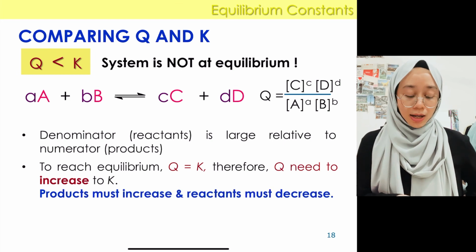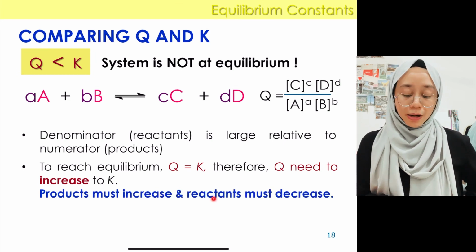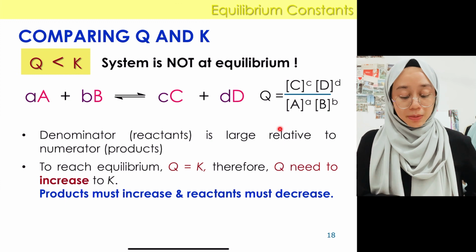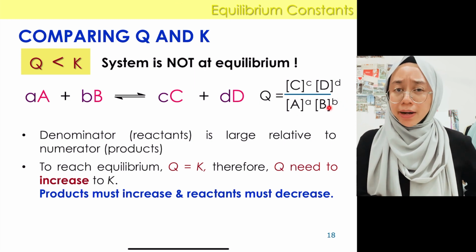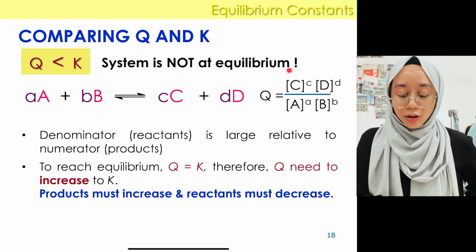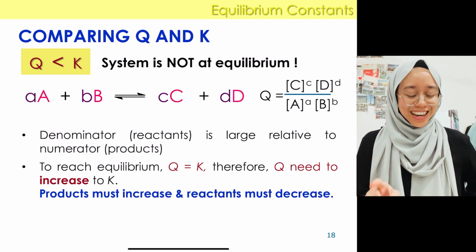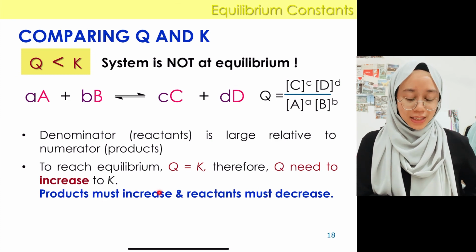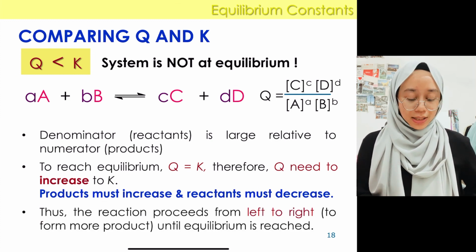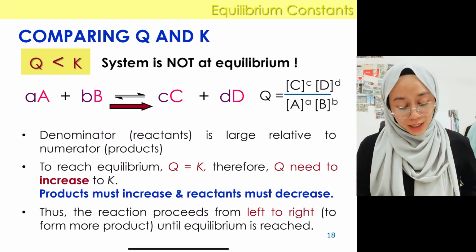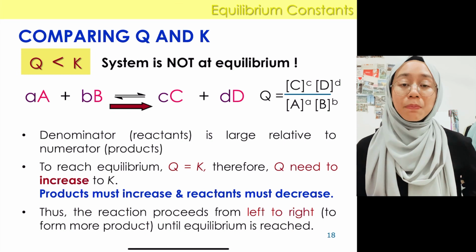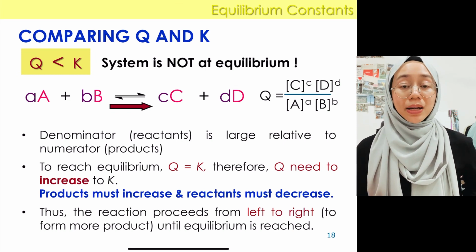So what happens is the product must increase and the reactant must decrease. Because earlier we got that the reactant part at the bottom is larger in comparison to the product part. So that's why the product must increase, meanwhile the reactant must decrease. Thus the reaction proceeds from left to right, to form more product until equilibrium is reached, until Q becomes equal to K.